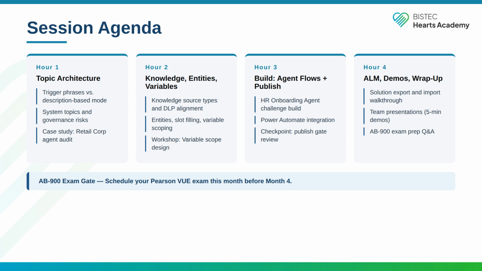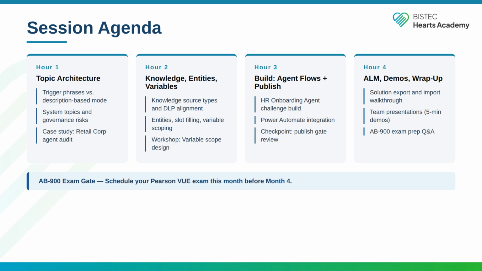Hour 3 is build time. You will construct the HR onboarding agent for Meridian Financial Services, integrating agent flows, Power Automate, and the request for information approval pattern. Hour 4 brings everything together with solution export and import using the PAC CLI, team demonstrations, AB-900 exam prep, and a briefing on your offline deliverables.